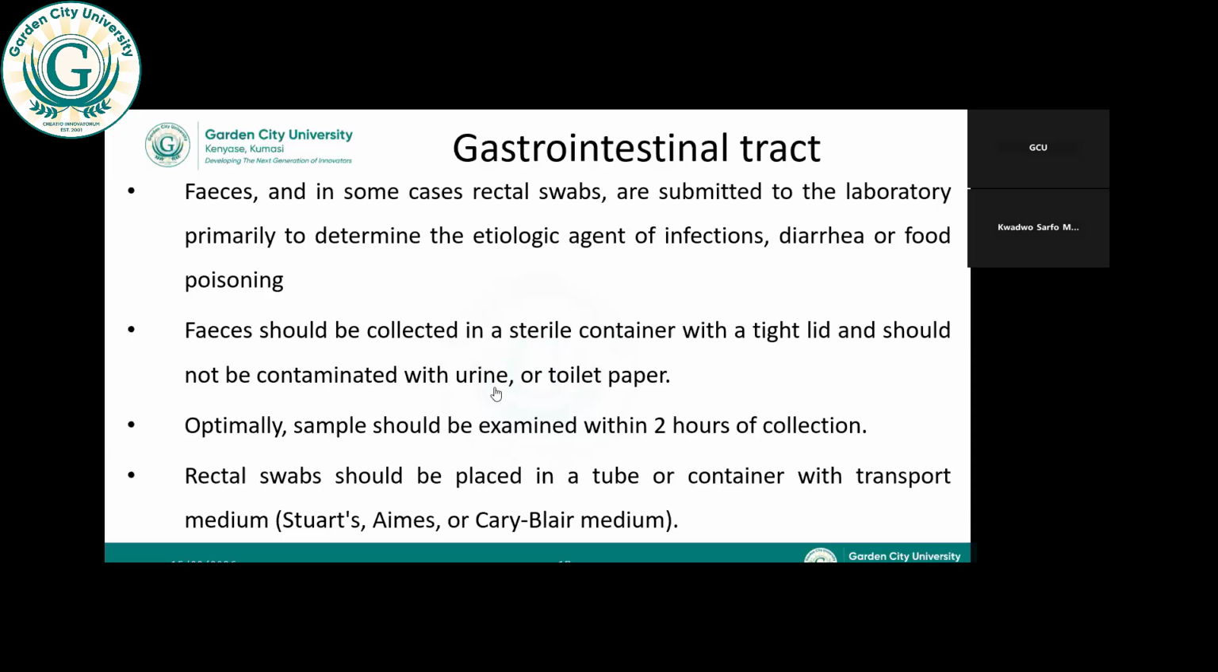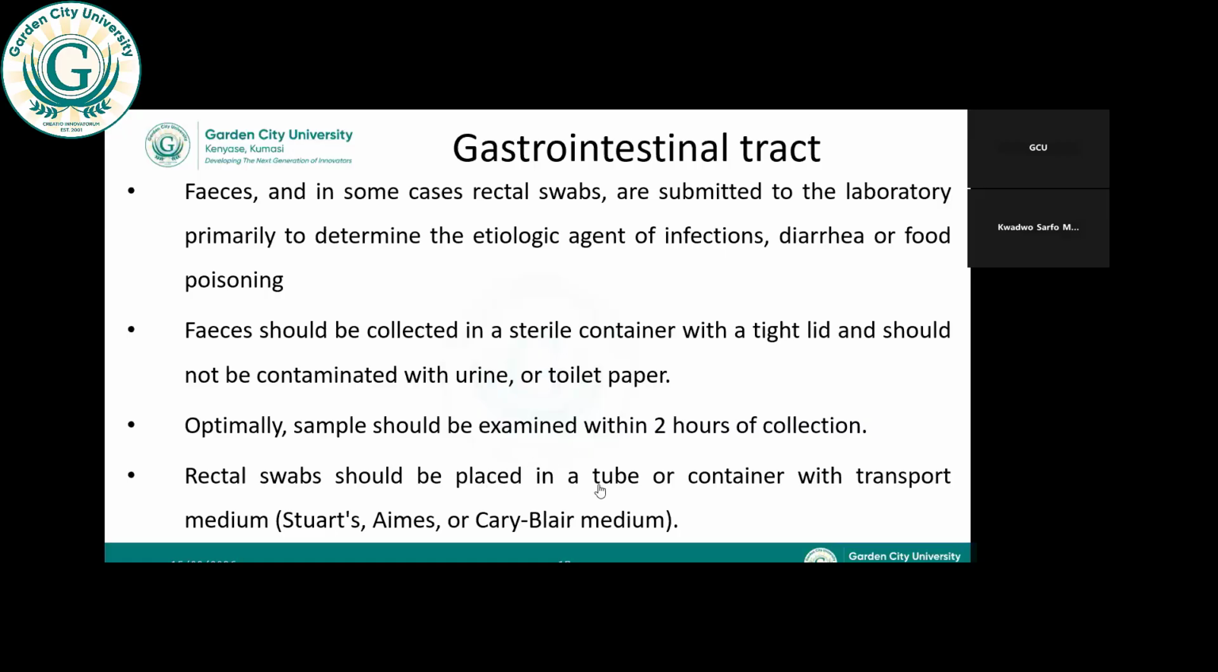And stool specimen shouldn't be contaminated with urine. It happens mostly. It shouldn't be contaminated with urine or toilet paper. Some toilet paper has antimicrobial agents that can inhibit the growth of the microorganisms in the stool. And usually it should be transported at room temperature within 2 hours for examination.